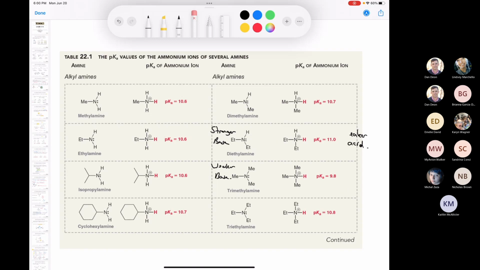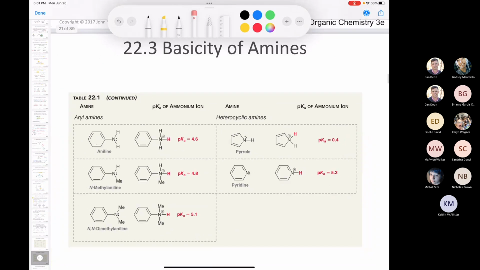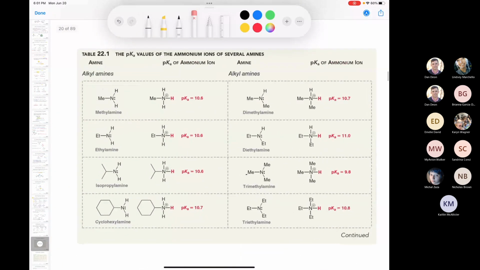All right. So let's just scribble this out here. And let's move on to here. So we saw how if you take any of these alkylamines, they have conjugate acids with pKa's which are all around 10 to 11. So the pKa of these ammonium ions for the alkylamines are all in the neighborhood of 10 to 11.